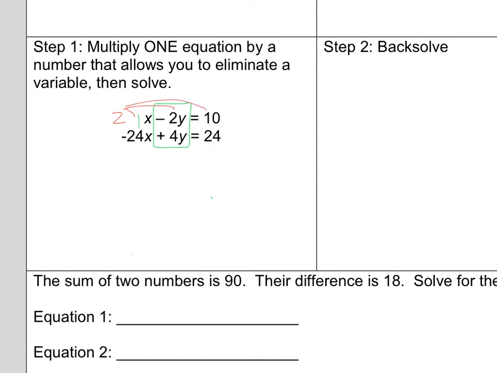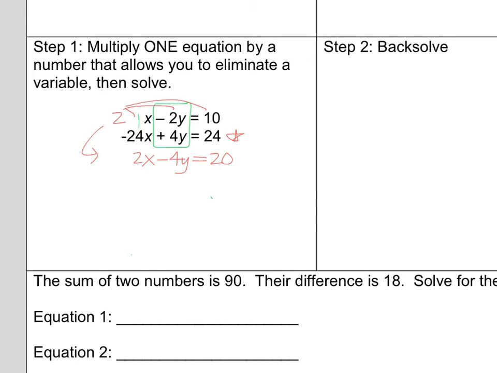I'm going to go ahead and stick with eliminating y's. You could do the x's. We will get to the same place. From here, I'm going to keep the second equation true, and I'm going to rewrite the first equation when I multiply it by 2. So 2 times 1x is 2x, negative 2y times 2 is negative 4y, and 2 times the 10 on the right-hand side of the equation, every term, equals 20.